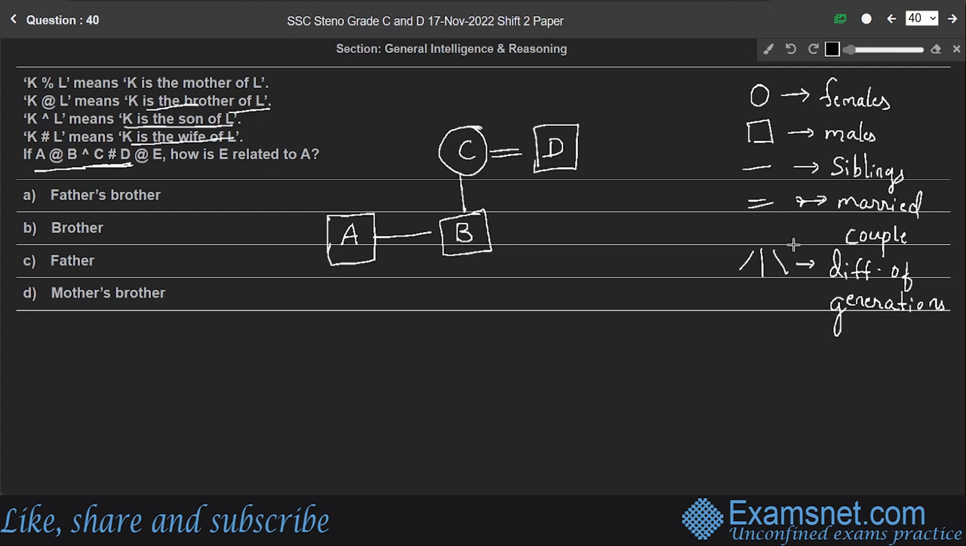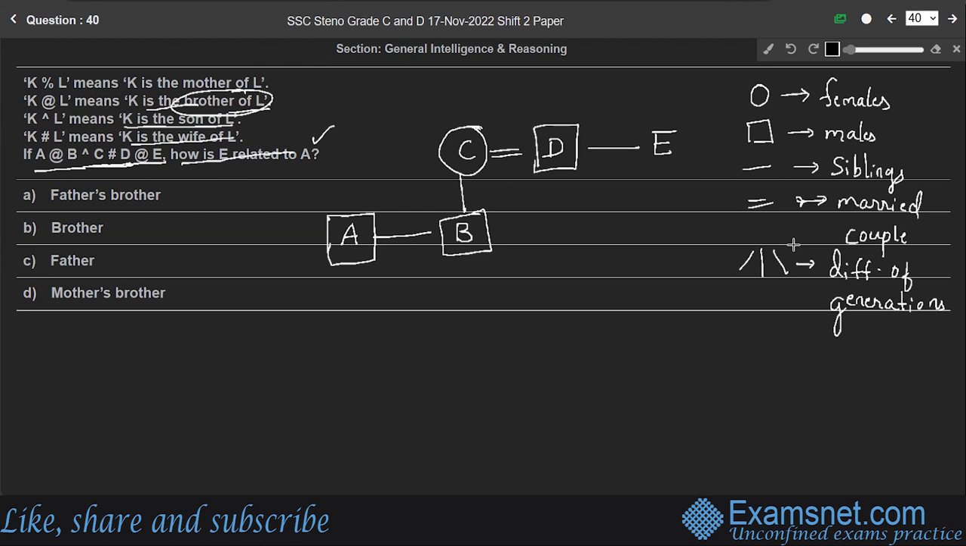Moving further, D at the rate E. That means, at the rate means first person is brother of second person. D is brother of E, that means D and E are siblings, right? So, D is brother of E. Next, how is E related to A?